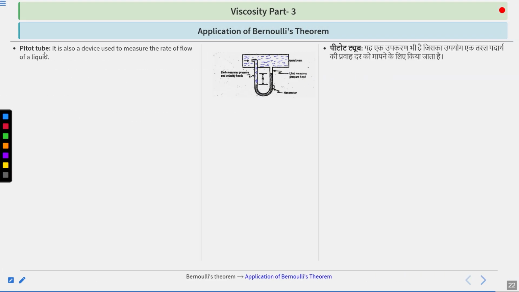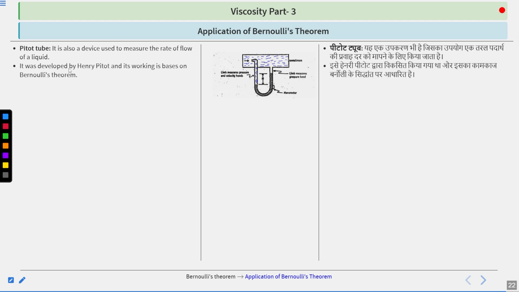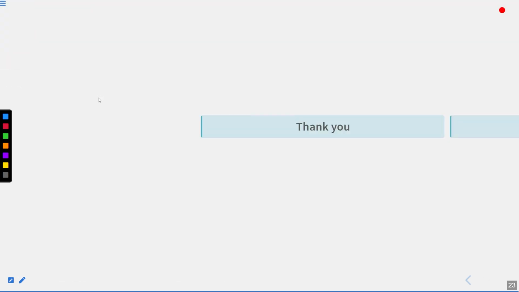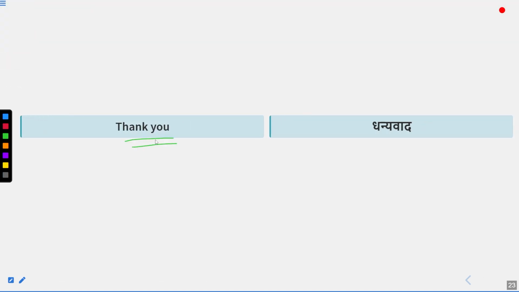Pitot tube. It is also a device used to measure the rate of flow of a liquid. It was developed by Henry Pitot and its working is based on Bernoulli's theorem. Pitot tube is simply an L-shaped tube which is open at the longer end and has a narrow opening at the smaller end. So with this, we have finished this lecture.